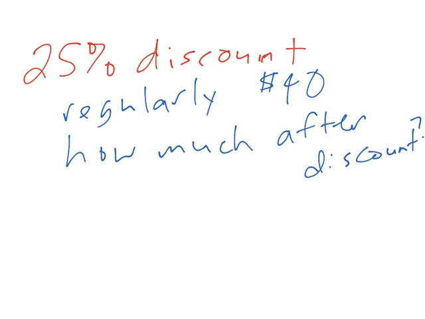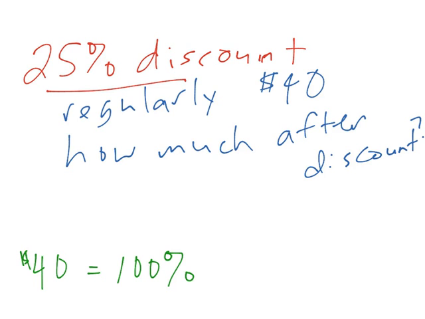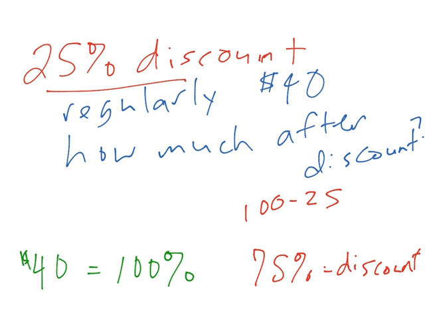Okay, so same idea. The whole item, when the item is $40, that's 100% because 100% is the whole thing. Well, if I go to the discount, we take away. So if I take the whole thing and I take away 25%, then 75% is what's left with the discount.